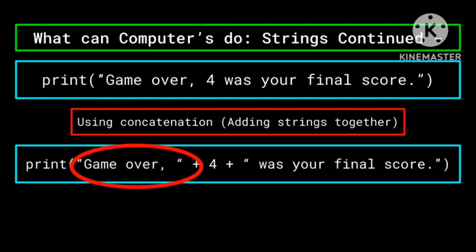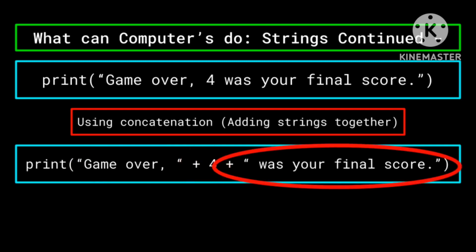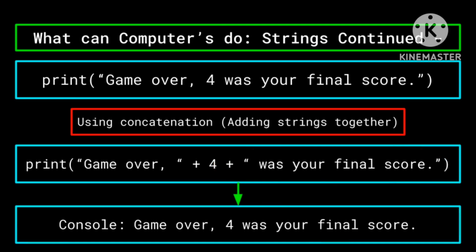Now here comes the important part. From there, we use a plus sign and add 4 to the print statement, just like if you were adding two numbers. Then we can repeat this process with another plus sign for the final string, "was your final score," and we're able to print out the entirety of our statement easily. Doing this, we can easily print out multiple different strings and integers together in one print statement.